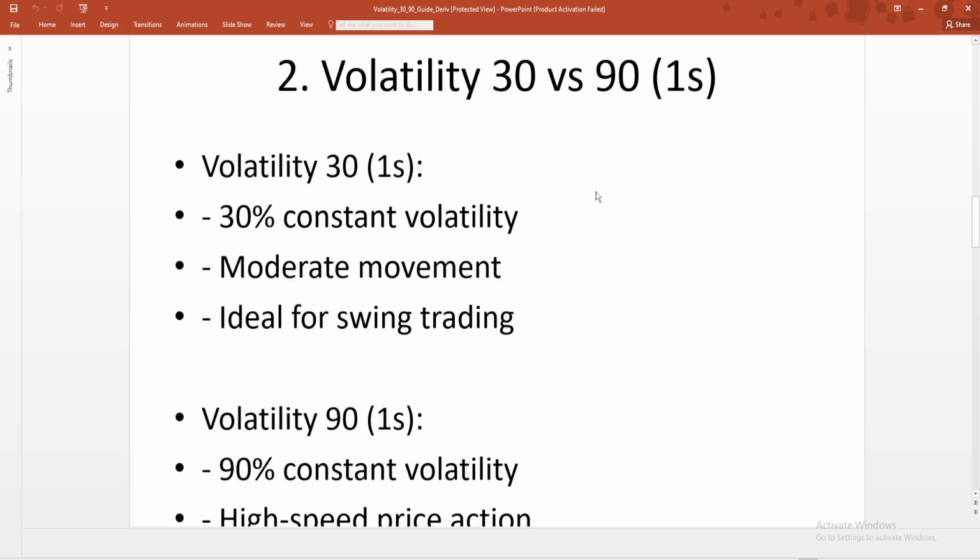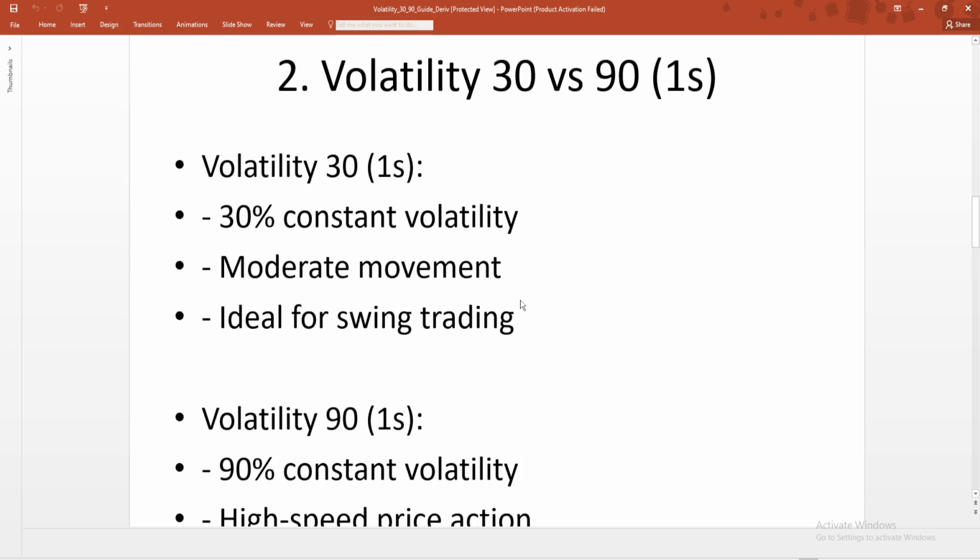Let us proceed, guys. Let us look at the comparison. How do they compare and so on? Basically, Volatility 30 has a 30% constant volatility. Every volatility has its constant volatility measure in its name. Let's say Volatility 10 1S has a 10% constant volatility. Volatility 25 1S has a 25% constant volatility. Volatility 75 1S has a 75% constant volatility.